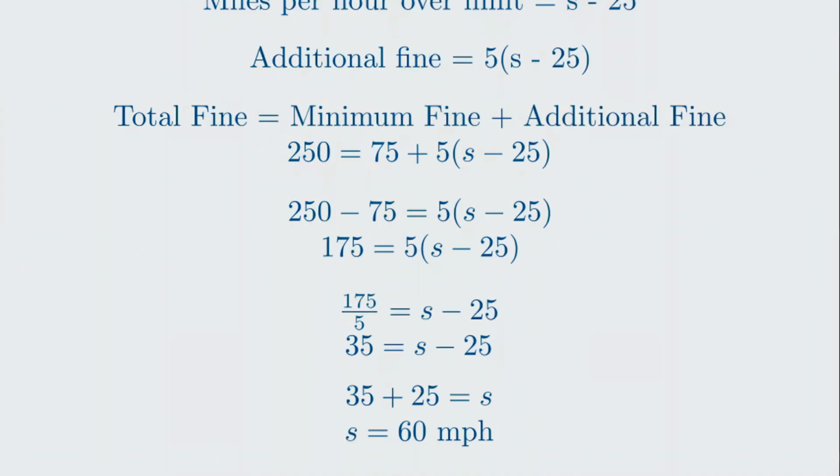A quick check: if the speed is 60 mph, that's 35 mph over the limit. 35 mph times $5 per mile per hour is $175. Add the $75 base fine, and you get $250, which is correct.